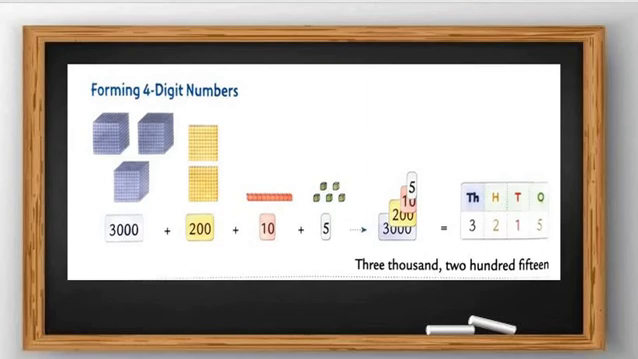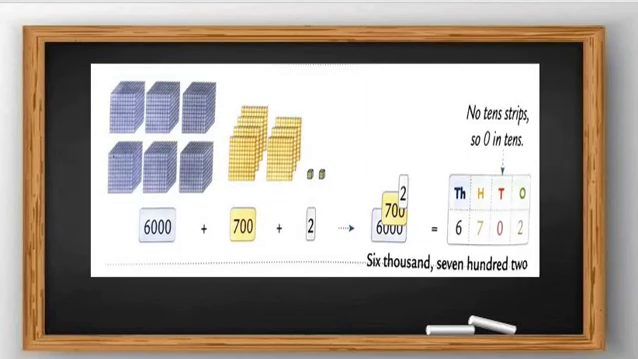3215. So now let's check the second example of forming a 4-digit number. Here, one by one. Let's check here. Okay, here is the thousands place of 6 boxes, which means 6,000. First of all, 6 boxes or 6 blocks. Each block has 1,000.